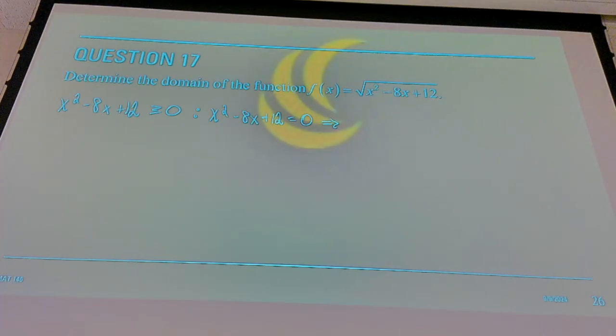Can that be factored? Yes. The factors are (x minus 6) and (x minus 2). So x could be 2 or 6. Those are 2 breakpoints.